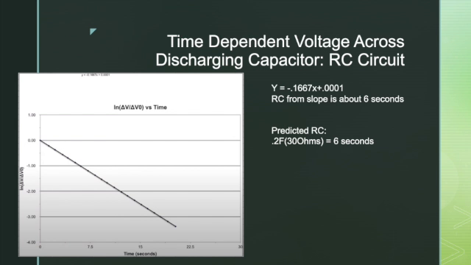This is my graph for the time-dependent voltage across a discharging capacitor. From the graph, I calculated RC from the slope, which I found to be about 6 seconds, and then my predicted RC is also 6 seconds.